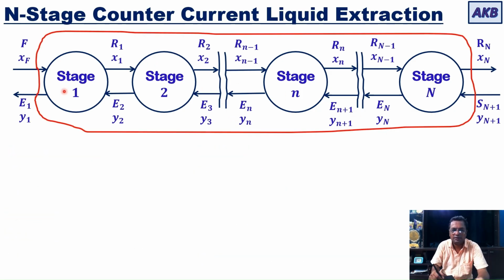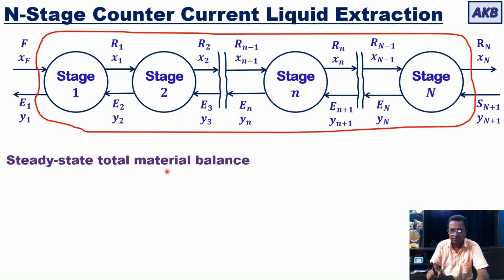Okay, now we will consider the entire cascade, which will have all the stages in it. So I am covering those stages by an envelope, this red envelope. Now I will be taking a steady state total material balance for this envelope.